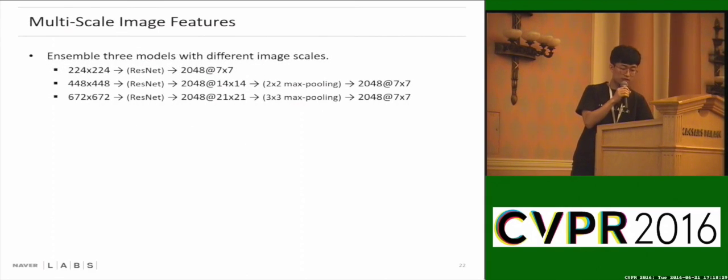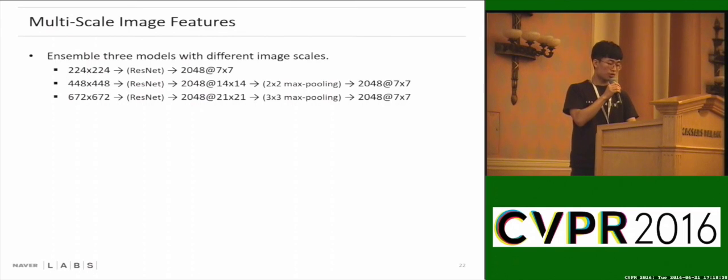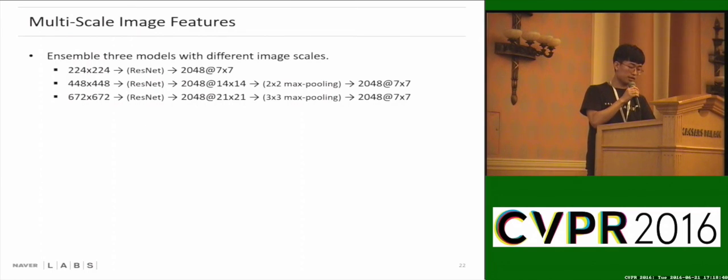We also have an additional component which is applying multi-scale image features. In order to capture various scales of visual patterns, we train 3 models with different image scales and combine them by an ensemble technique. This approach improves the accuracy to some degree, which will be explained soon.